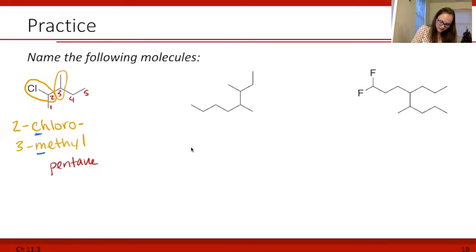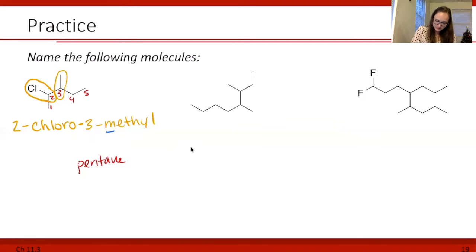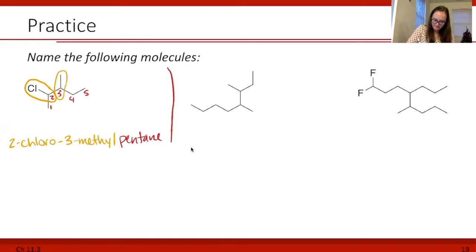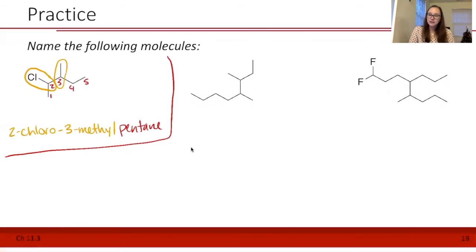Let's arrange this nicer. I wrote this really big, guys. You know what, let's just rewrite it real quick. 2-chloro, 3-methyl pentane. That will teach me to write smaller. There we go. Okay, next problem.